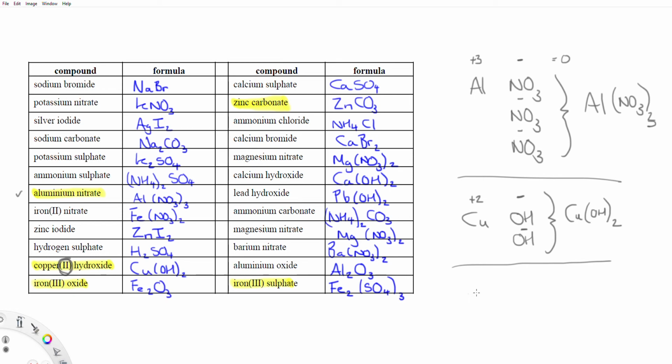Zinc carbonate. Zinc was one of those elements that you needed to learn, and that likes to form a 2+ ion. Carbonate is CO3 2-, and here they already equal 0. So therefore the formula would be ZnCO3.